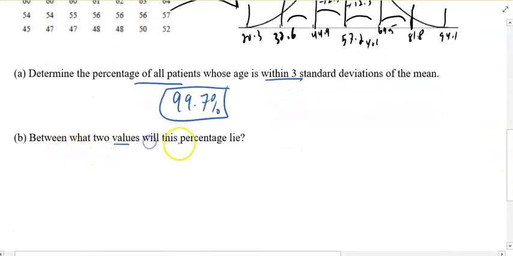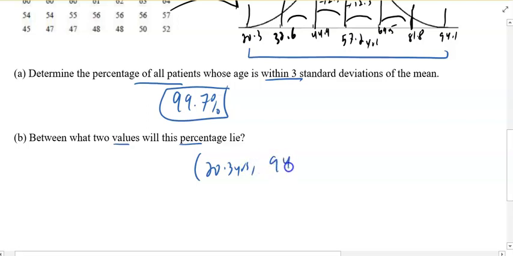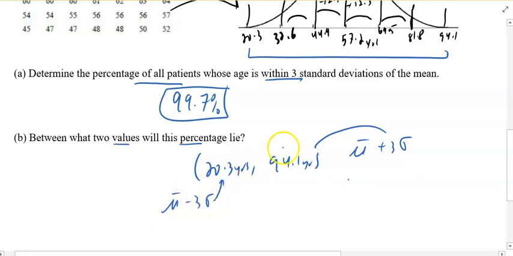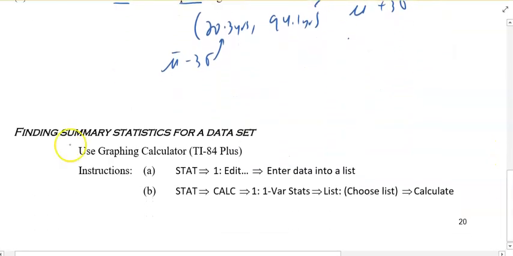Between what two values will this percentage lie? Well, between 20.3 years and 94.1 years. So basically you take the average and you add 3 standard deviations to get this upper. You take the average and you subtract 3 standard deviations. That gives you the lower. Now, again, it shows you how to do that in the calculator. I'm going to show you how to use the calculator to figure out everything that you need. But for this first exam material, we're going to use the calculator the way we just did. Same with the homework.